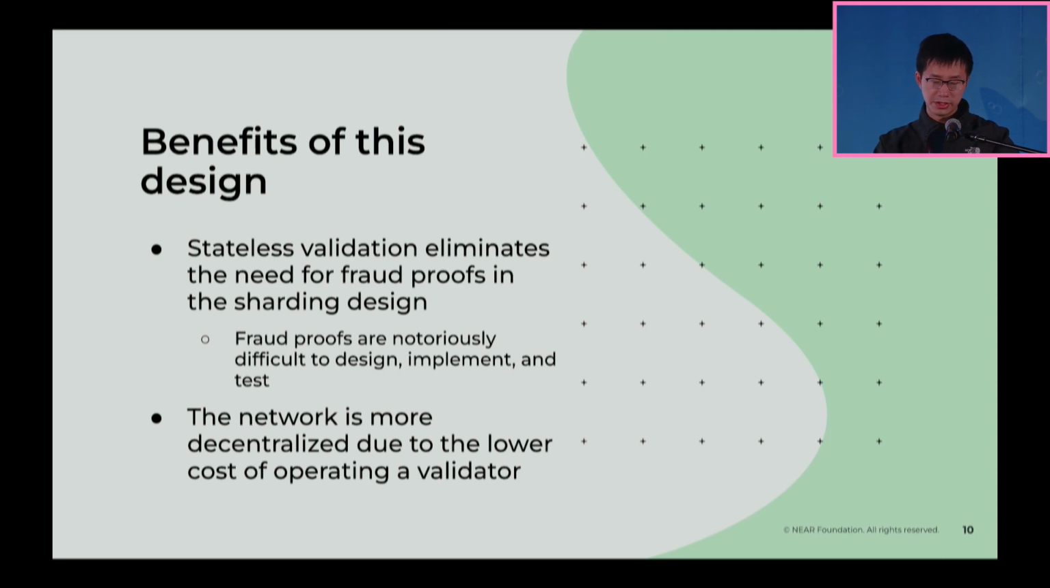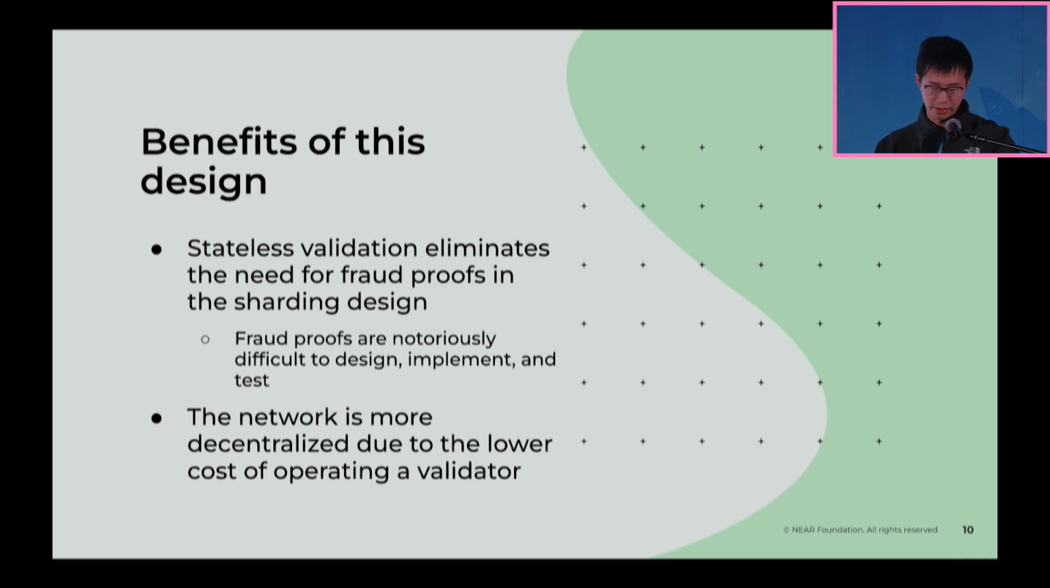In the stateless validation design, the validators rotate on every single block, and the assignment to shards is dictated by the randomness beacon provided by the protocol, and it's not possible to bias that. There's a security assumption, depending on the system parameters, but we can make it such that the probability of some shard getting corrupted is extremely low and won't happen in our lifetime. That is what makes it secure and avoids the need to design fraud proofs, which are very difficult to implement and to test.